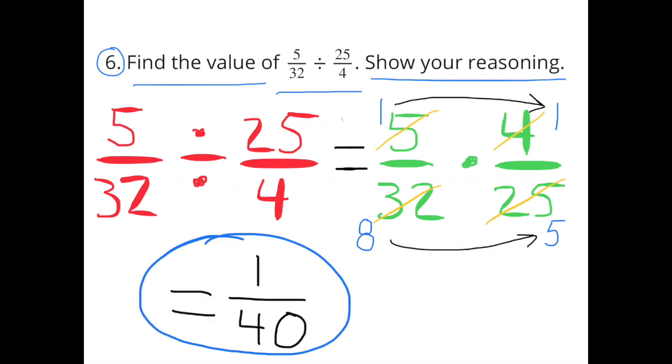Now multiply straight across. 1 times 1 is 1. 8 times 5 is 40. The value of 5 over 32 divided by 25/4 is 1/40.